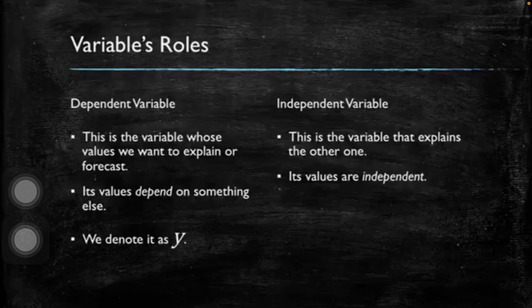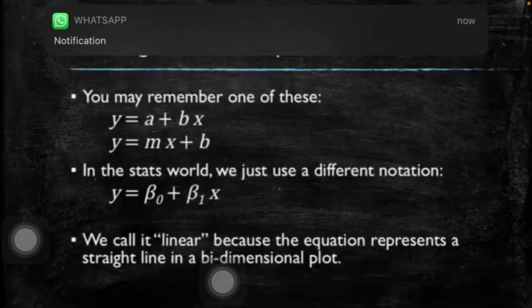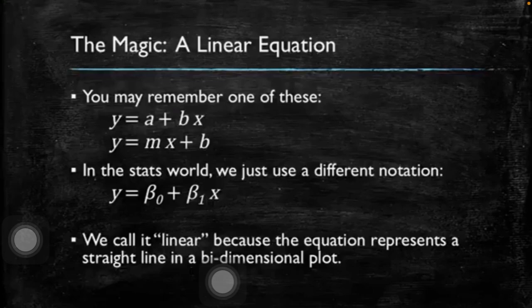So basically the values that depend on something else are known as dependent values, and the other is known as independent. We denote the dependent variable with y, and the independent variable with x. So here is the magic: I can write the equation in the form of the linear equation.